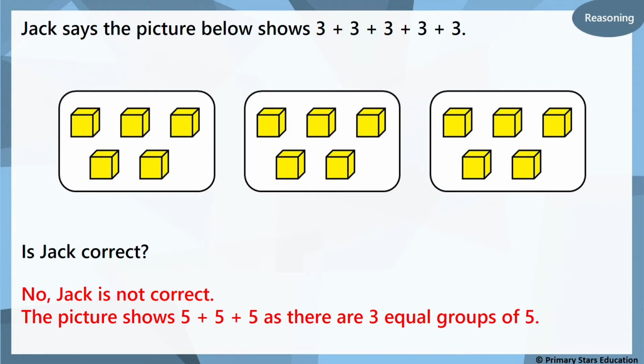The picture shows 5 add 5 add 5. We have 3 equal groups with 5 in each group. We have 3 5s. But interestingly enough, if we were to take all of these cubes out of the box, you could arrange them into 3 add 3 add 3 add 3 add 3. But seeing as they are in boxes, no, the picture is not showing that. See if you can work out how many there are altogether. Now put on your superhero hats and count in 5s. You all know how to do it.